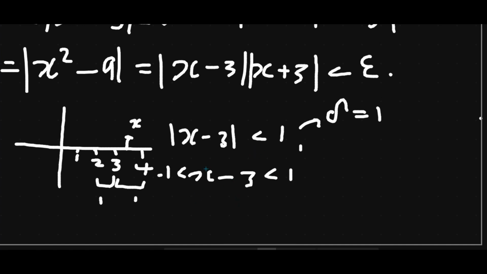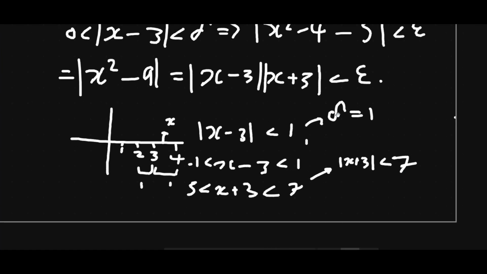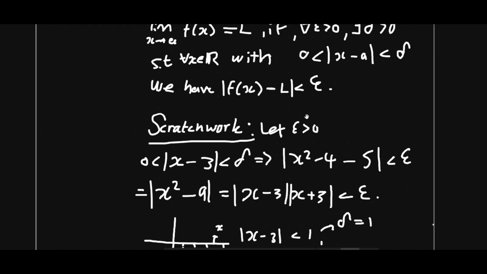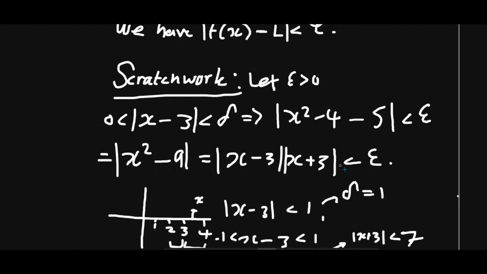Adding 6 to each side, because we want to get something with x plus 3, because that's what we need, okay? So adding 6, we get minus 1 plus 6 is 5. X minus 3 plus 6, x plus 3, very nice, less than 1 plus 6 is 7. So we have that the absolute value of x plus 3 is less than 7. And that's very nice. So I'm actually running out of room here. So let's try squeeze this in up here. So x minus 3 is less than delta, and x plus 3 is less than 7.